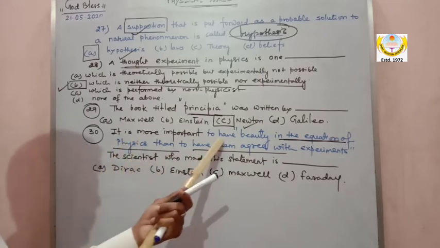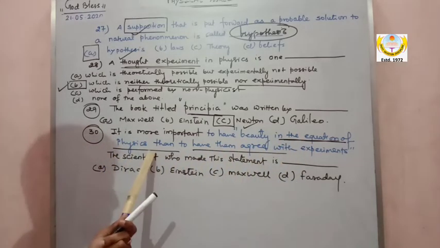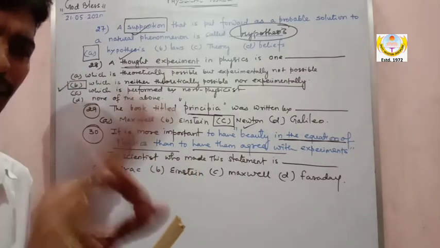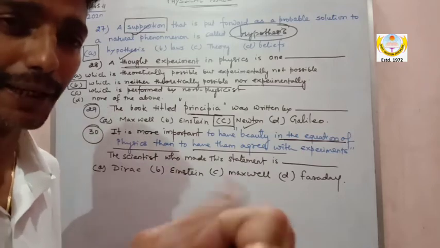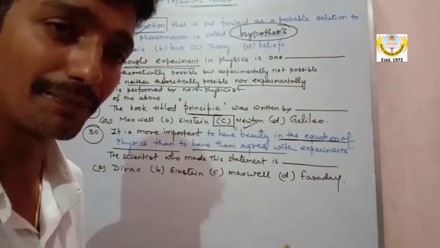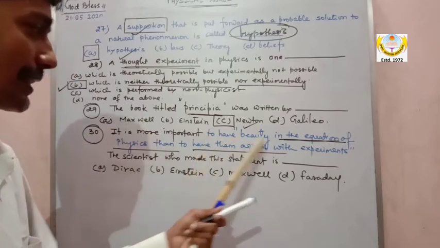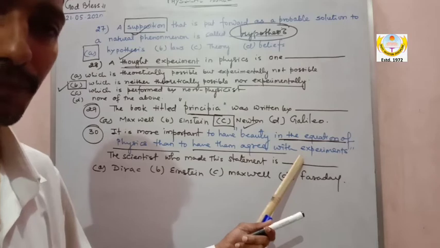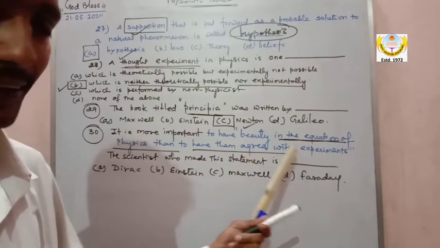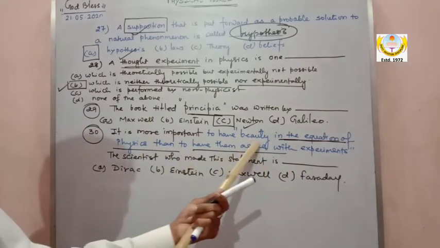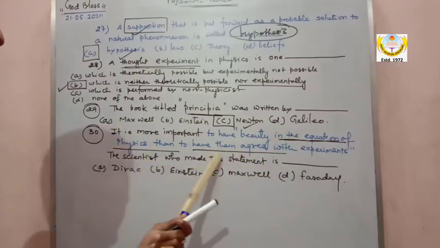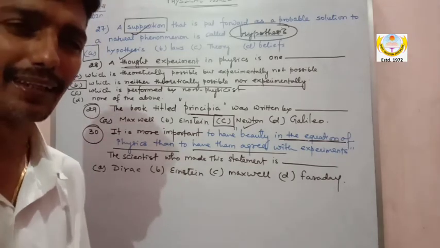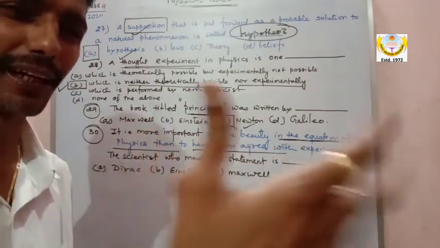It is more important to have beauty in the equations of physics. You all know our physics carries equations, my dear, and the beauty lies in the equations because they make us understand mathematically. So the beauty of physics lies in the equation as compared to experiment. This line states, it is more important to have beauty in the equations of physics than to have them agree with experiment. That means an equation has more beauty as compared to agreeing with the experiment.